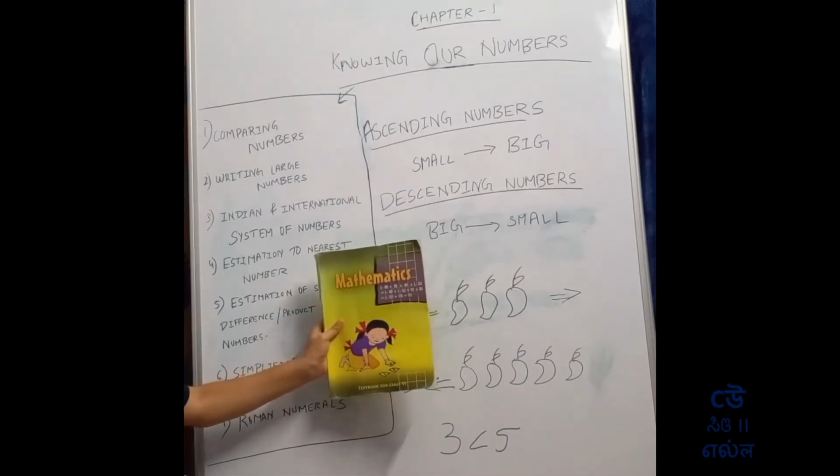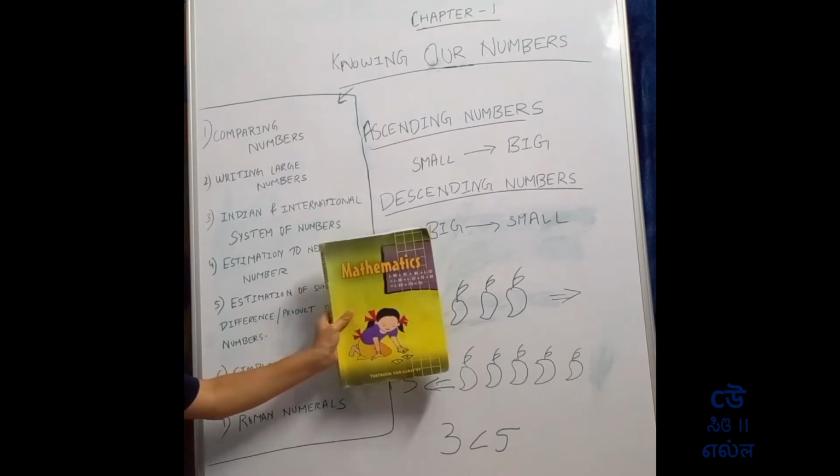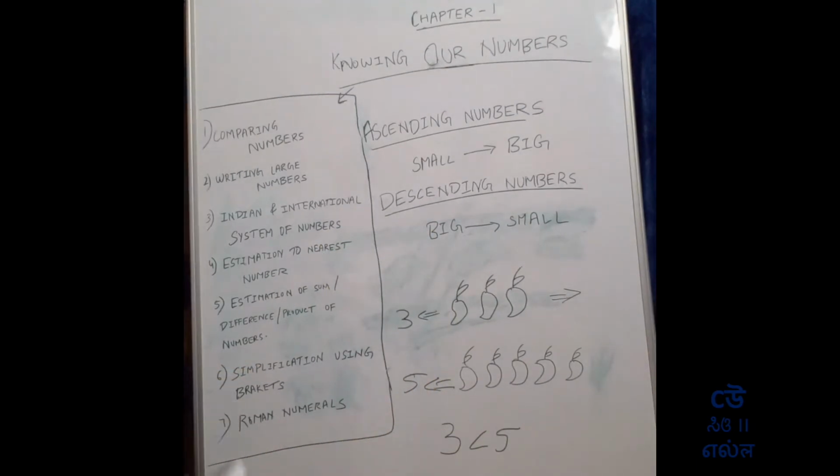Hello everyone, we are starting a new chapter of Maths Grade 6 NCERT syllabus, that is Knowing Our Numbers. In the previous classes, we have learned counting of numbers up to 1000 and different operations with numbers such as addition, subtraction, multiplication and division, and also how to compare numbers and arrange them in ascending and descending order and so on, right?